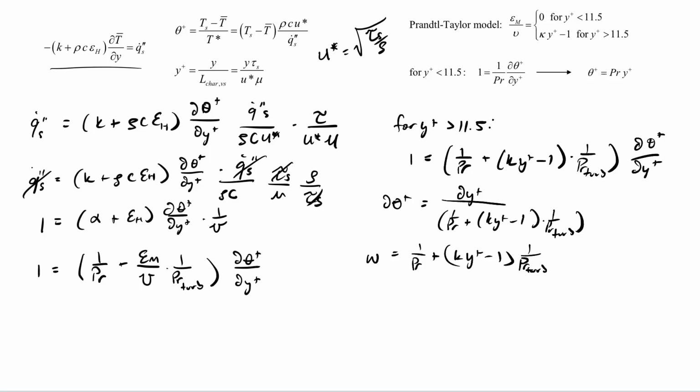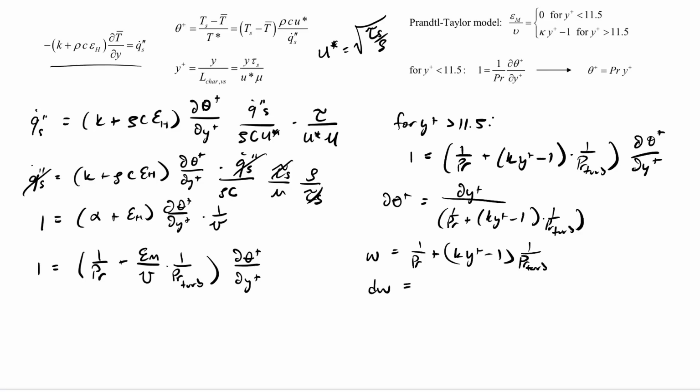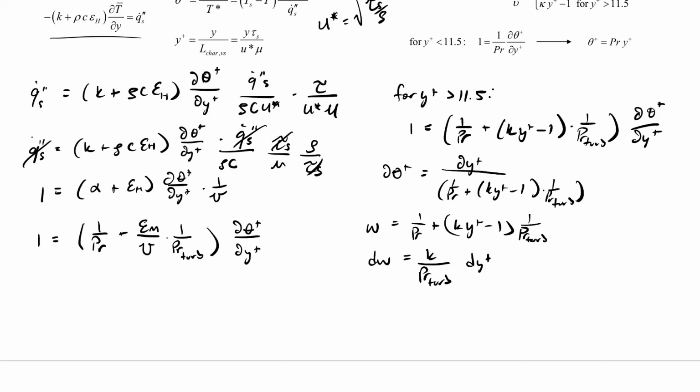Okay. So then dw, we're going to have to use the derivative of that. So dw is going to be kappa over Prandtl turbulent times dy plus. So we substitute that definition back in up there, and we get this equation. I'm going to bring it over here. So we get theta plus minus Prandtl times 11.5 is equal to the integral.